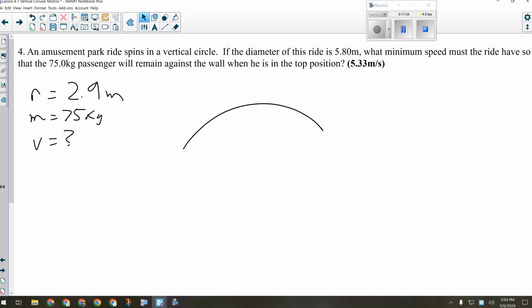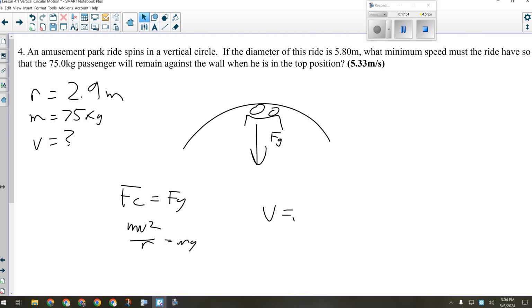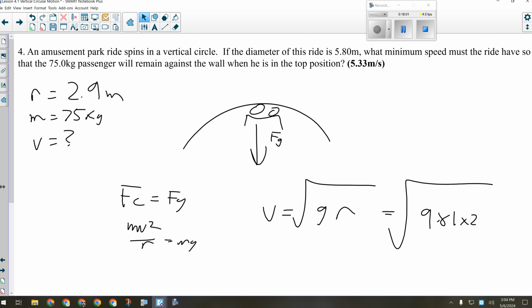So this situation here, I always draw a car because I can't draw anything else. But in this case, since he's going just fast enough to stay there, there's only gravity present. That's always the case when we're talking about the minimum speed. So we've got mv squared over r equals mg, and then v equals the square root of g times r, 9.81 times 2.9. It's going to give us 5.33 meters per second.